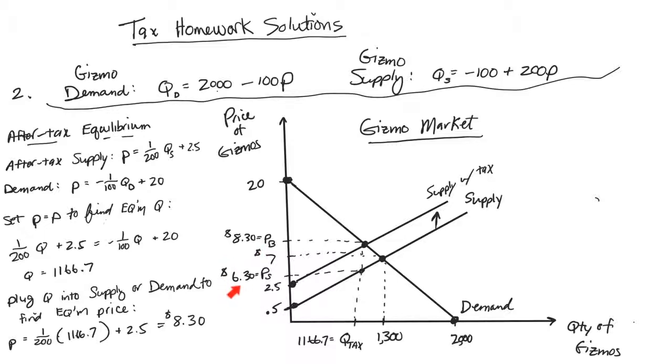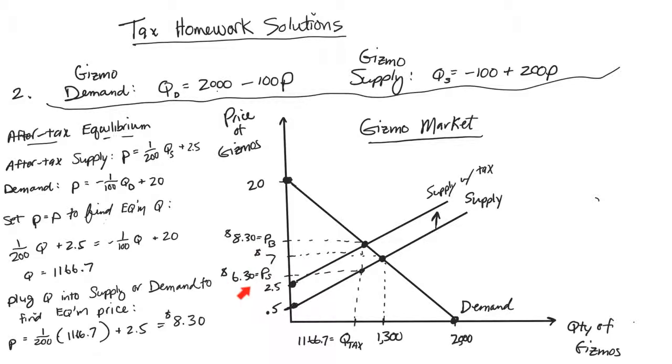We can now find PS very easily because we know that PS is equal to the price that buyers pay minus the tax, which was $2. So PS must be $6.30. That's what sellers get to keep. We can also find the incidence very quickly now. The incidence is the difference between the equilibrium price that buyers were paying before the tax and the new price. How much did that increase when we implemented the tax? We see that the price went up by $1.30. So we would say the buyer's incidence is $1.30.